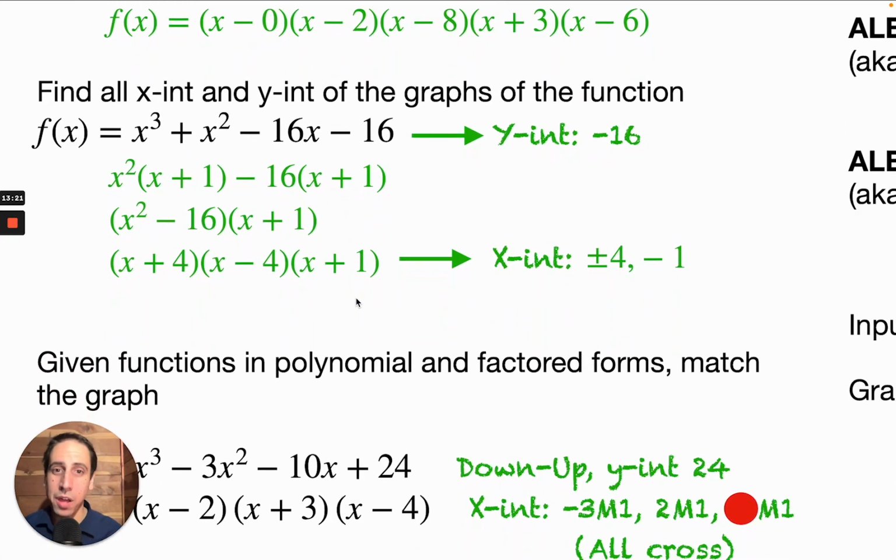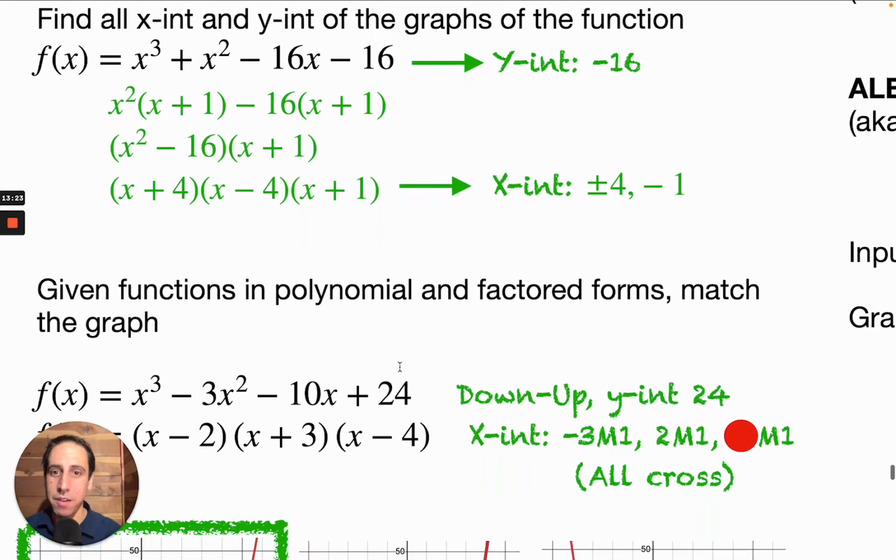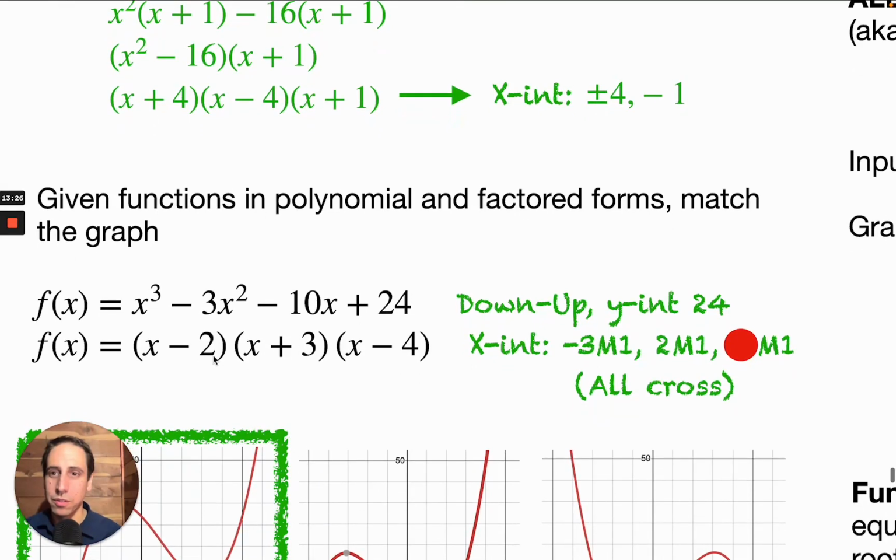Given functions in polynomial and factored form, match the graph. Okay, so thank you, whoever wrote this question, you're giving us both versions. That's so nice of you, because if you only had one version, I'd have to find the other. Let's see. From the polynomial version, I can see the end behavior is x cubed. It's going to give me down-up end behavior. The exponent is odd, and the leading coefficient is positive. And then the y-intercept is over here, positive 24.